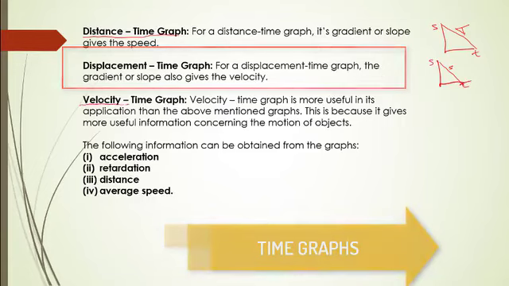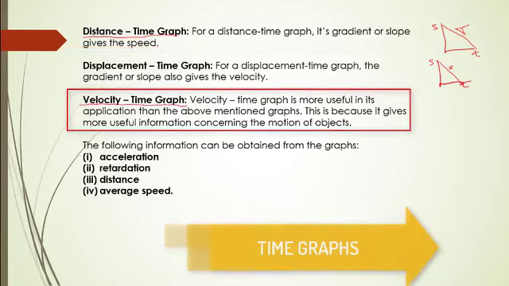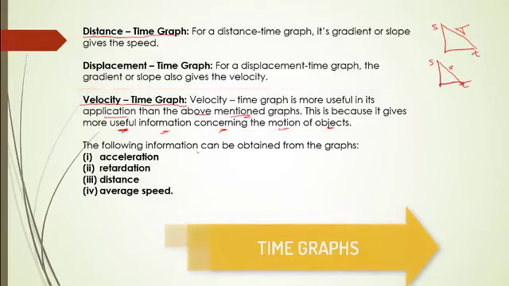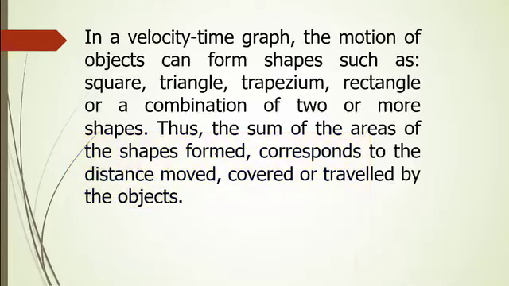And then for the velocity time graph, the velocity time graph is more useful in its application more than the above mentioned graphs. The reason for this is because the velocity time graph provides us with more useful information concerning the motion of objects. From graphs, velocity time graphs, distance time graphs, displacement time graphs, we can obtain the following information: acceleration, retardation, distance, average speed, respectively. And we're going to see how by taking one very nice example in this particular topic.